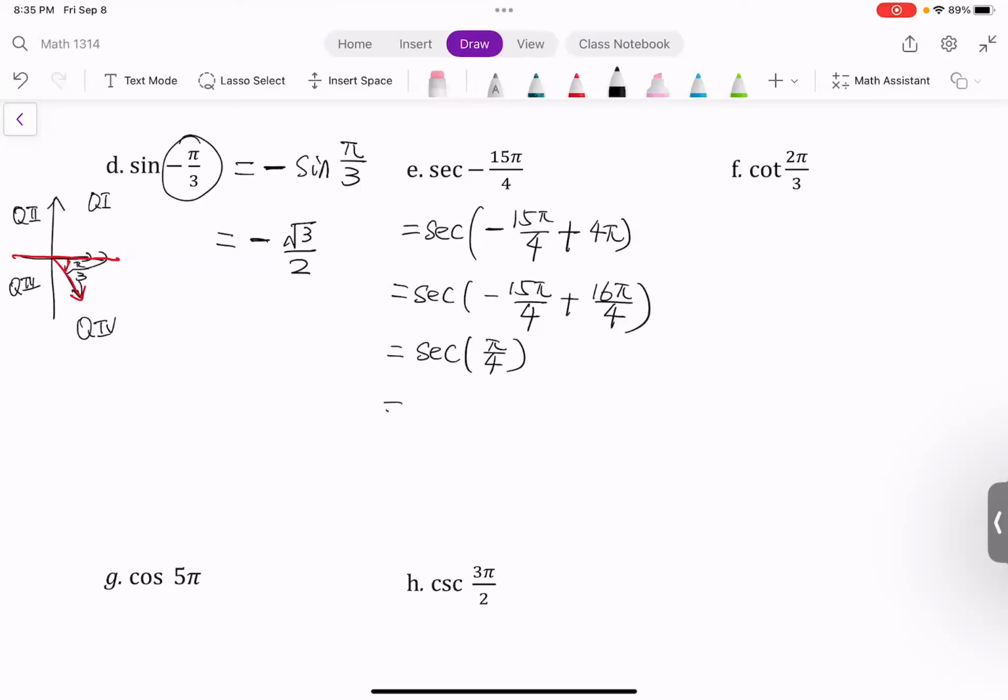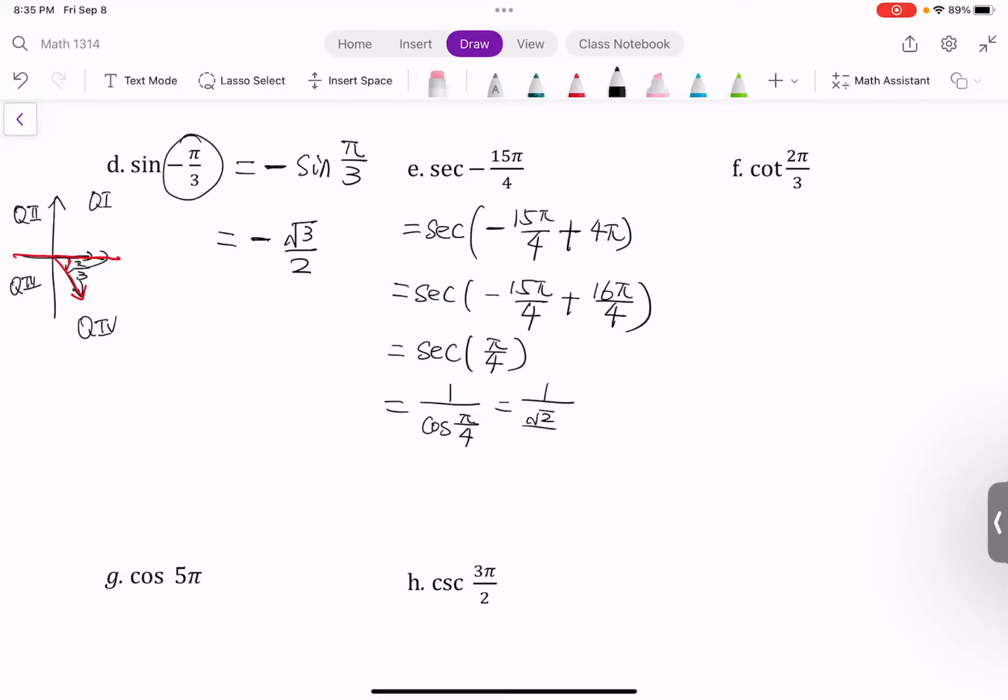All right. Secant pi over 4 is 1 over cosine pi over 4. What is cosine pi over 4? Square root of 2 over 2. And then I need to do the computation. Keep, change, flip. Keep the 1, make the division line a multiplication, and then flip the square root of 2 over 2.